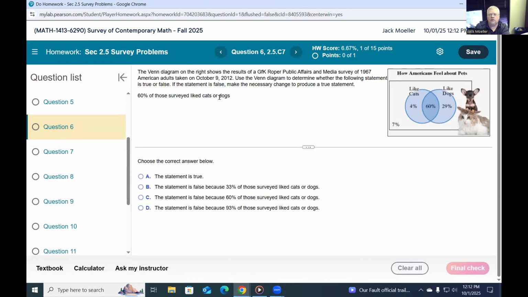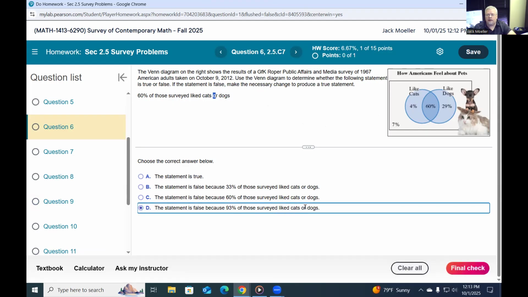So 60% like cats or dogs. Is that true? Well, this is where the or versus and is important. If that was and, it would be true, because 60% is in the middle, so that 60% likes cats and dogs. But remember, the or is the union, so you have to add them all up. So that'd be 64 plus 29, so that'd be what, 93%. And so the statement is false because 93% like cats or dogs.